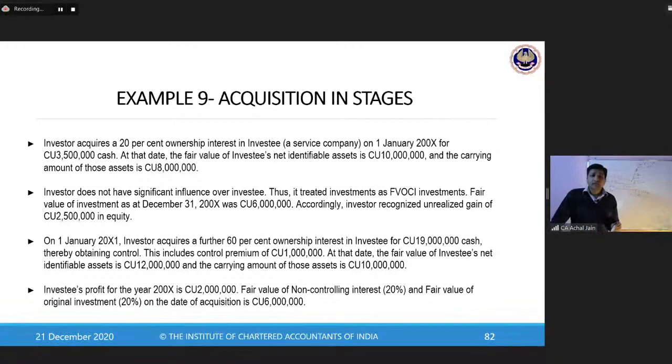The investee's profit for the year 2000 X1 is 2 million. During this year, the profit of the investee was 2 million.